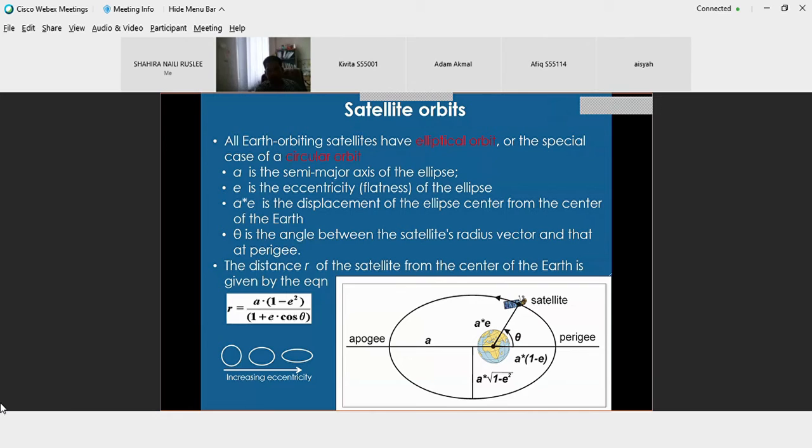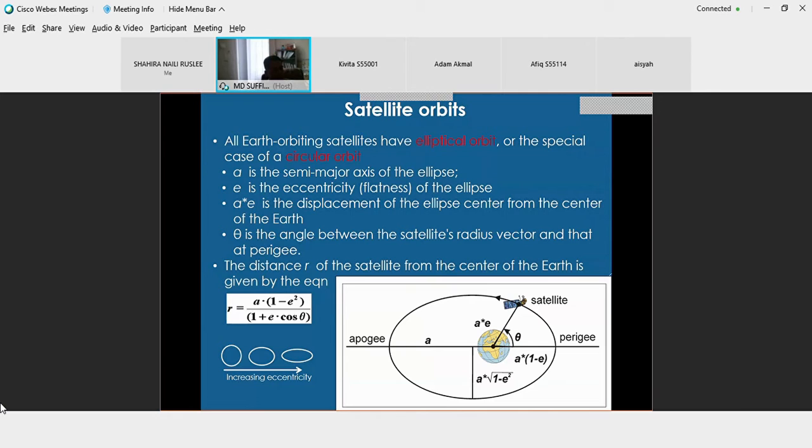Tunggu doktor. Huh? Earth and sun distance. Earth and sun, tak ada. So sekarang ni apogee is the longest distance between moon and earth. Kita panggil sebagai apogee.